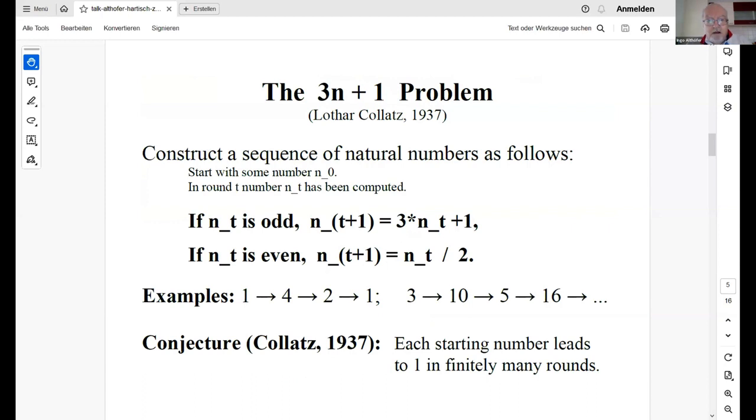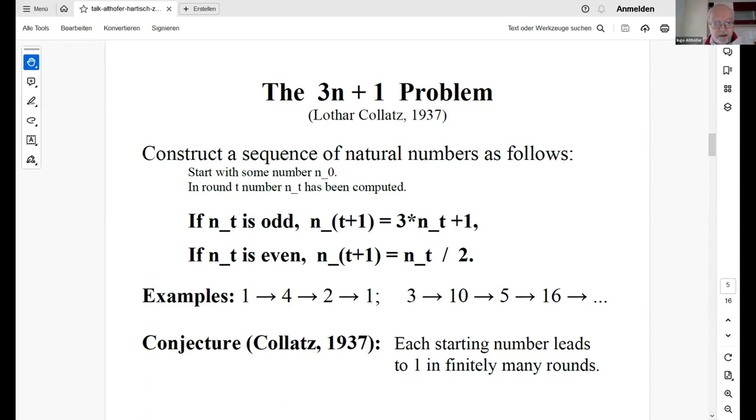The 3n plus 1 problem. Construct a sequence of natural numbers in the following way. Start with an initial number, and in round t, number n_t has been computed already. Now for the next round, if this number n_t is odd, the next number is 3 times n_t plus 1. You see, n_t is odd, so 3 times n_t plus 1 is even. In the other case, if n_t is even, n_(t+1) is half of n_t.